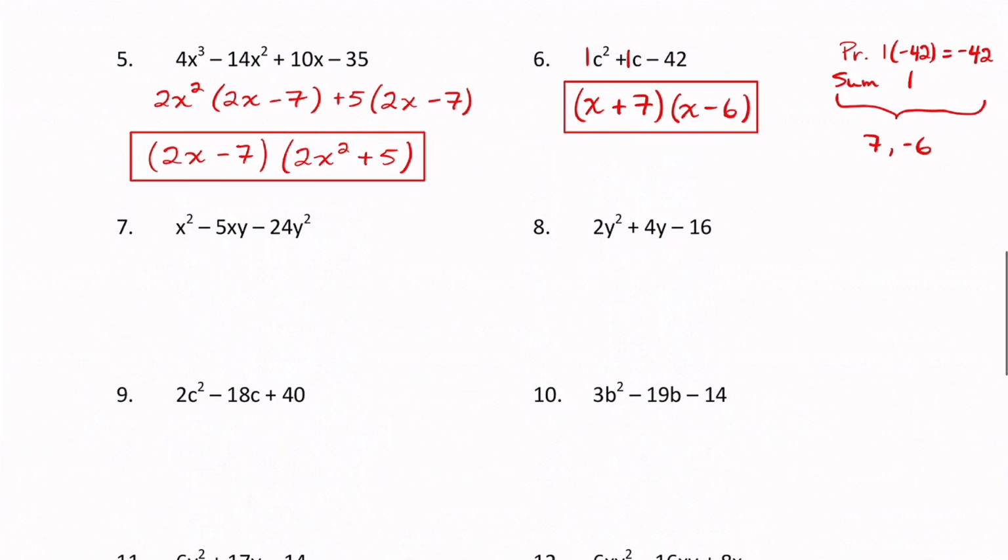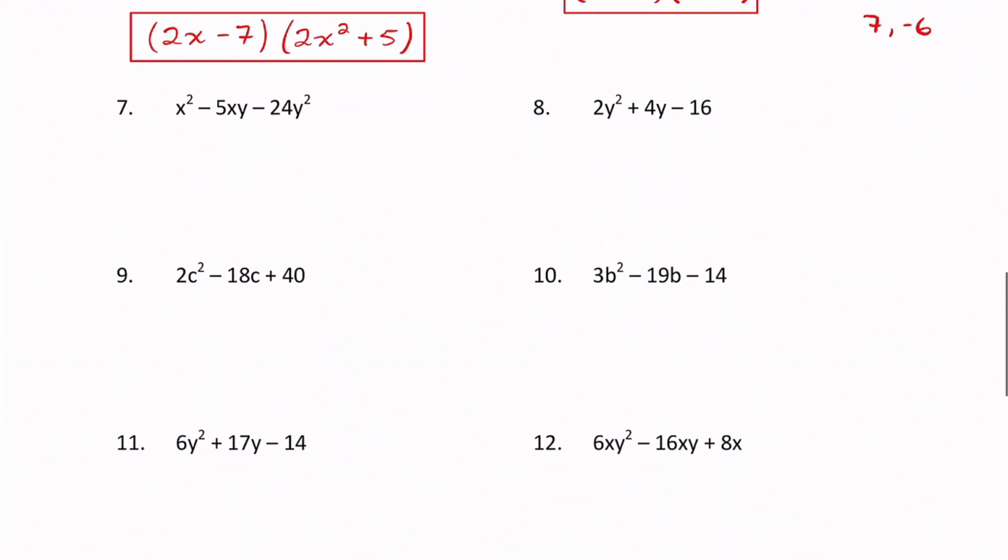Okay, now looking at number 7, again it's got 3 terms, so I'm thinking it's going to be product sum. Got to check and see if there's something I can pull out from all 3 terms. In this case I can't. So then I'm going to move on to my product and my sum. So my product is the first number, hidden 1, times the last number, negative 24. That'd give me negative 24. And the sum is the middle number there, negative 5. And it also includes the y.